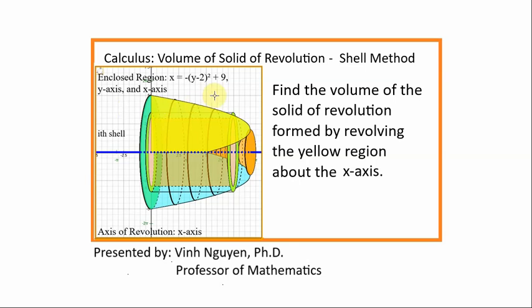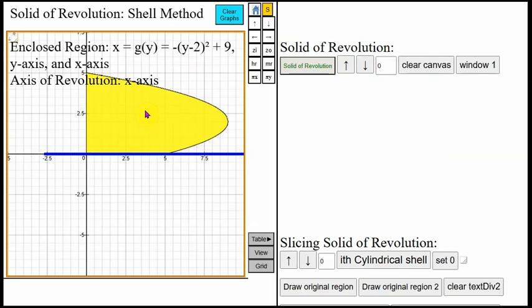This video is on solid revolution, and here I have this yellow region right here, and I'm going to revolve it about the x-axis, and I want to find the volume of the solid using the shell method. This is the yellow region that I'm going to revolve about the x-axis here.